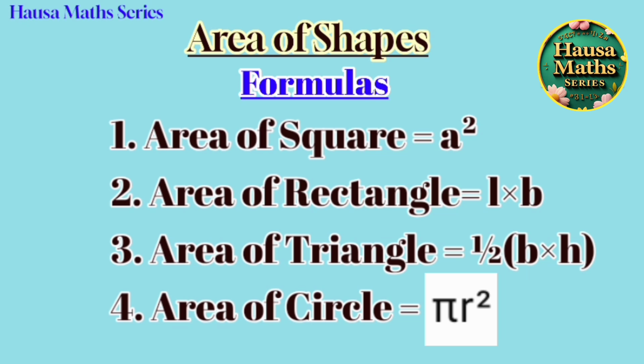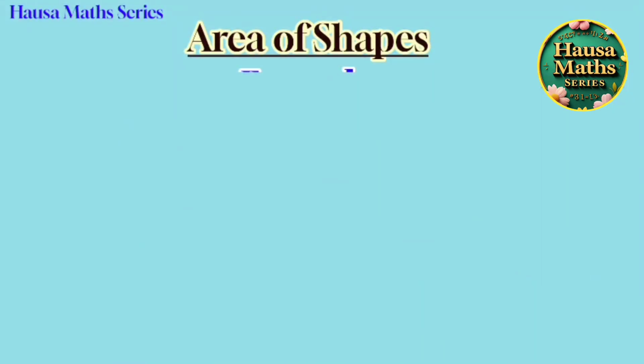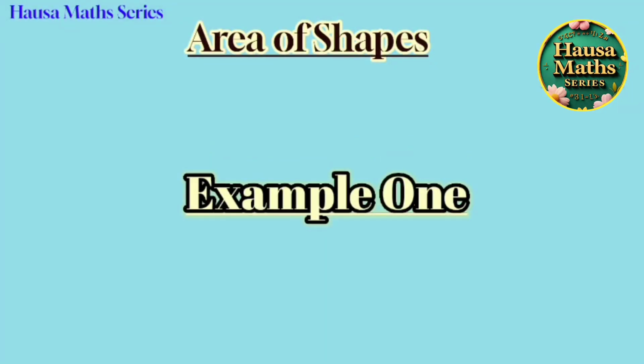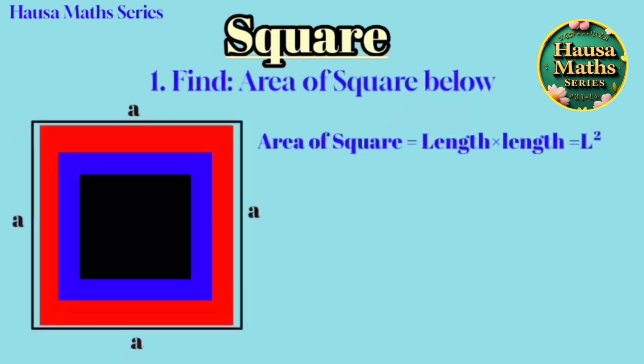So let's see some examples so that we can be able to solve each and every one of them, one after another. We are starting with number one, area of square. Example number one. Find area of square below. So this one is a square. We have the same length on each side of the square, A. All the A's are the same length of each side.